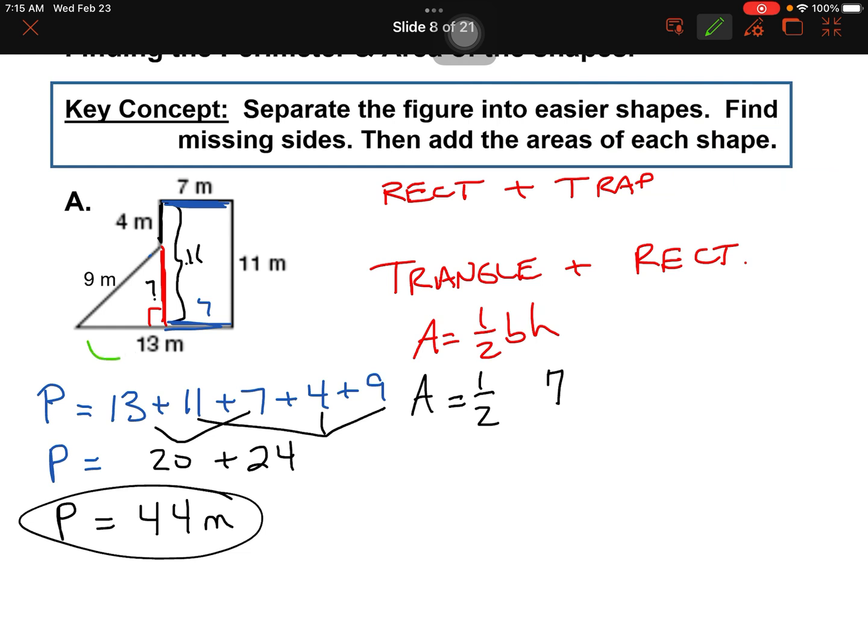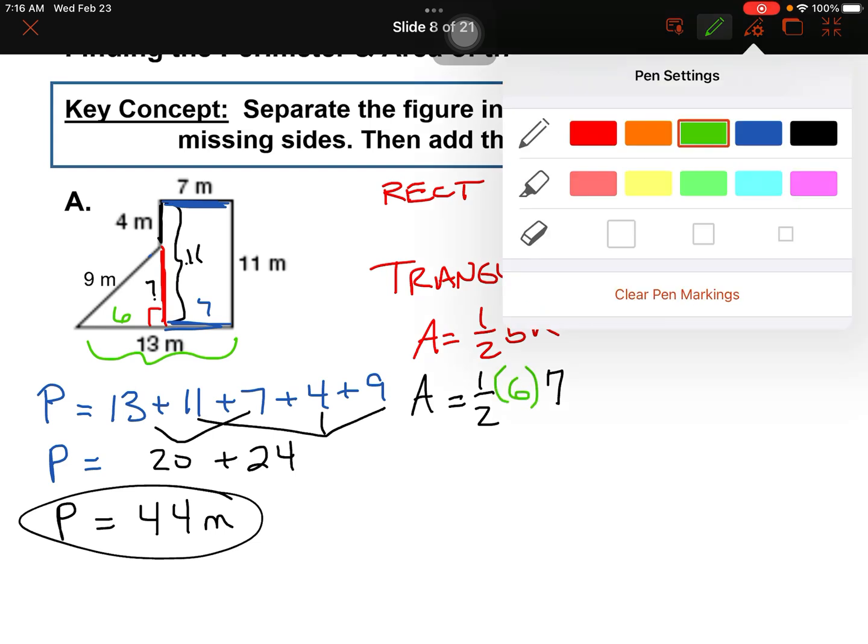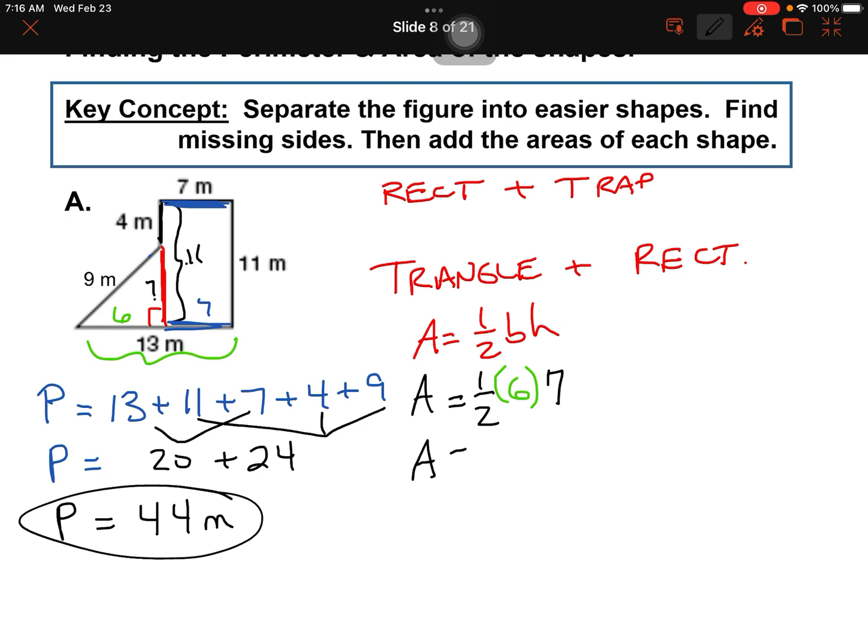Well, this whole distance right here is 13, so 13 minus 7 is 6. So the base of that triangle would have to be 6. Now, we can take 1/2 of 6 is 3, 3 times 7 is 21, but that is just the triangle.